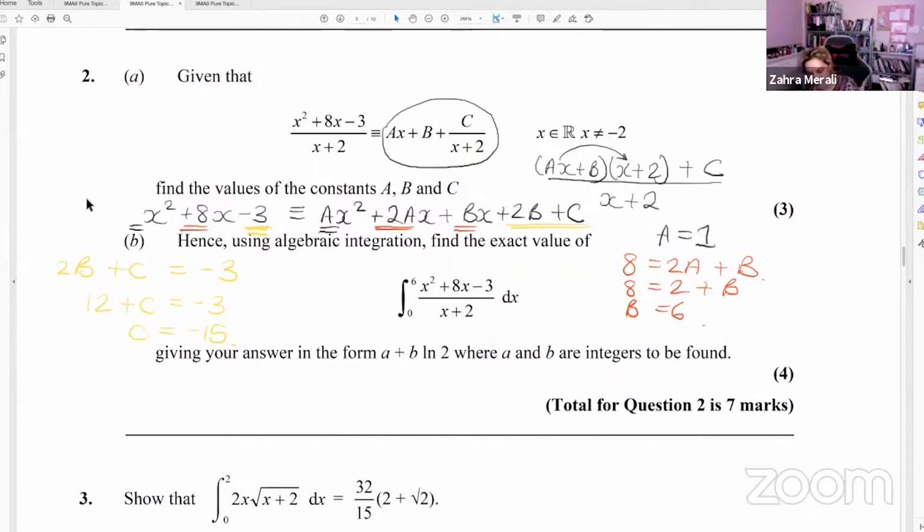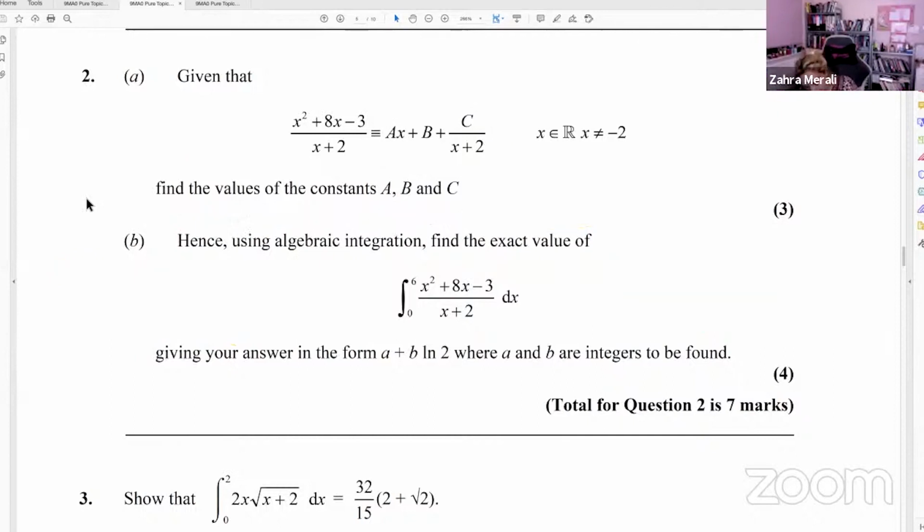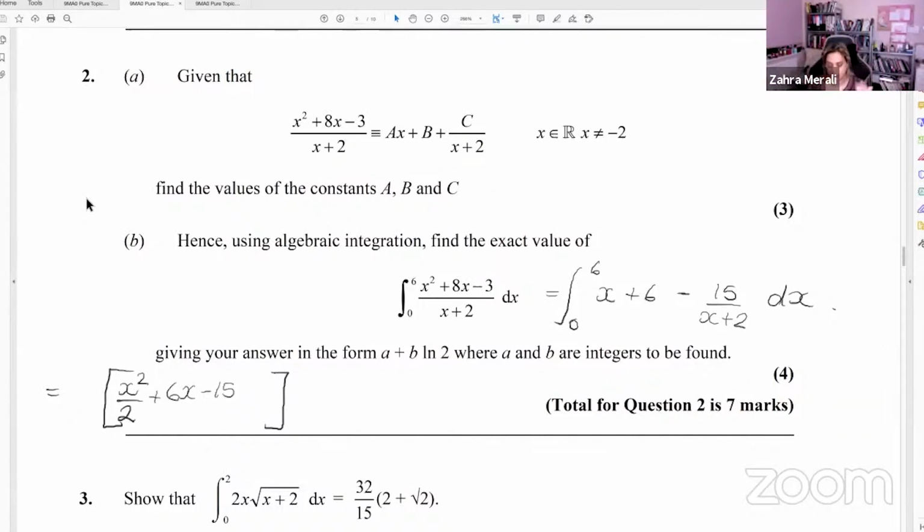And then we want to integrate it. So if we rewrite this, this is going to be the same as integrating between 6 and 0. We know that a is 1, so we're going to get x plus 6 minus 15 over x plus 2 dx. So when we integrate, remember we put it in square brackets, x integrates to x squared over 2, plus 6x, minus 15. So anything that's 1 over something is just ln of the bottom. And so we get ln of x plus 2. And that's between 6 and 0.